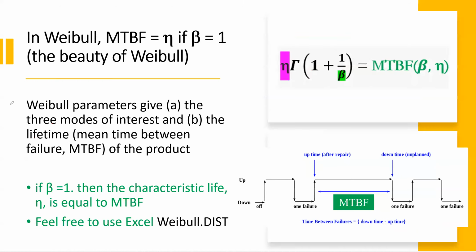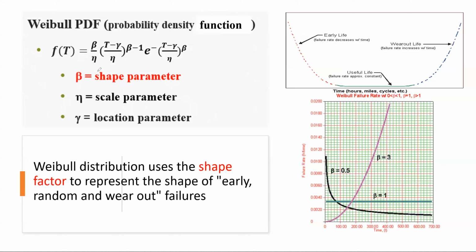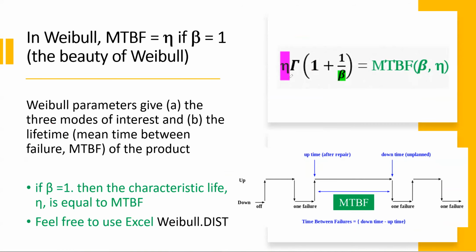I'll give you an example. In Weibull, the mean time between failure is this eta, if beta is equal to 1. This means the expected value. We just integrate this against the variable to get your expected value, and then you get this immediately. So the eta that you obtain is the characteristic lifetime of your package. This is very well known. That's the beauty of the Weibull. The Weibull parameters can give you the 3 modes of interest and the lifetime of the product. Beautiful, right? That's so beautiful.